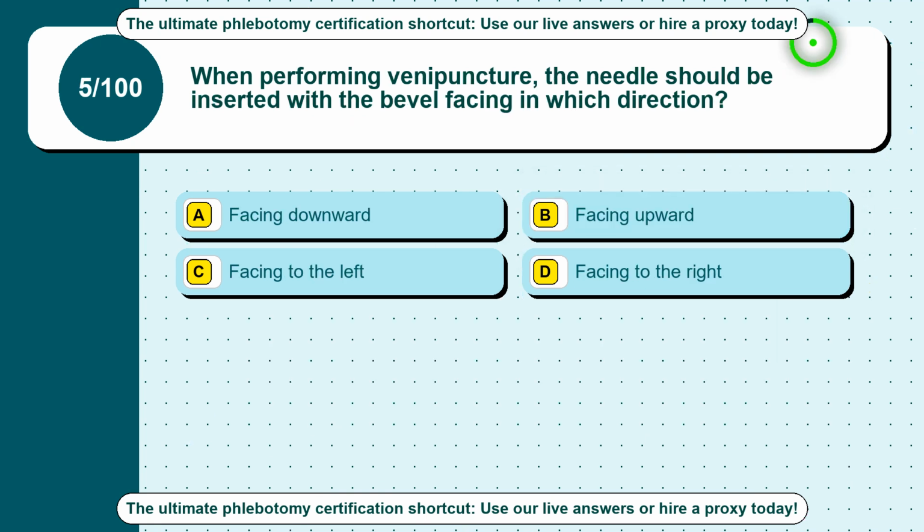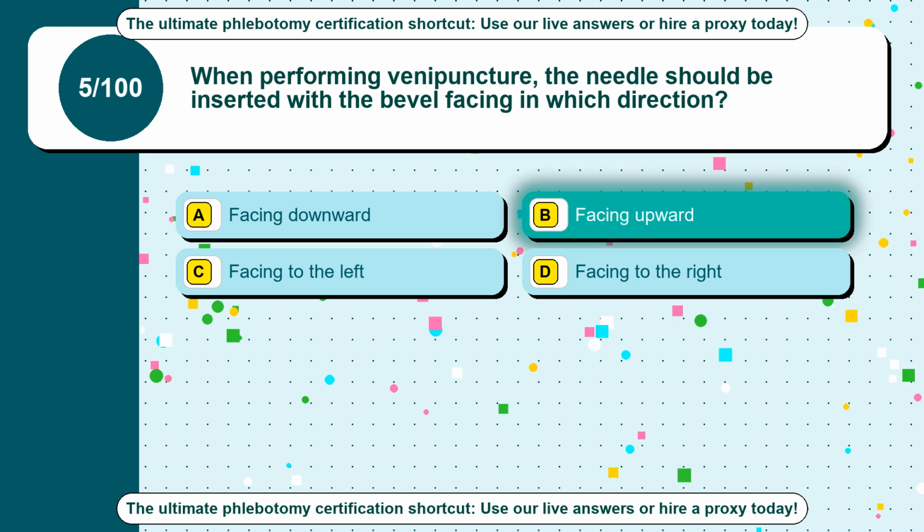Question 5. When performing venipuncture, the needle should be inserted with the bevel facing in which direction? Option A, facing downward. Option B, facing upward. Option C, facing to the left. Option D, facing to the right. The correct answer is option B, facing upward.